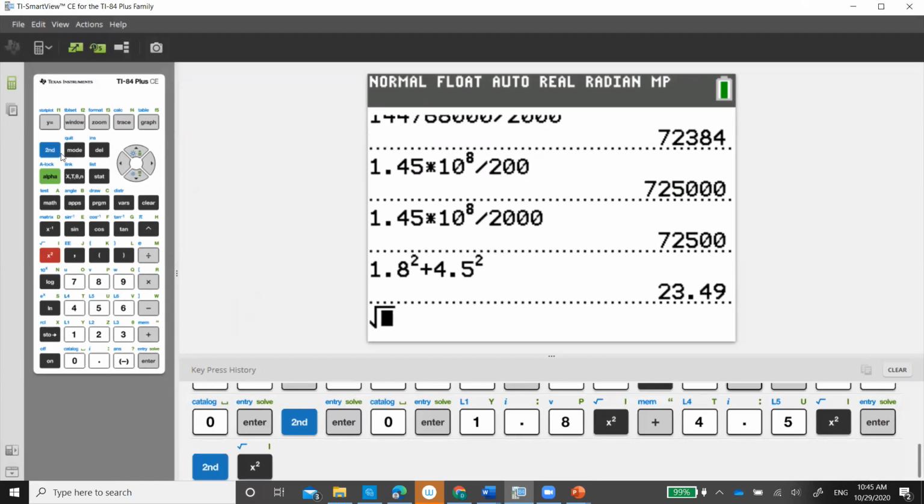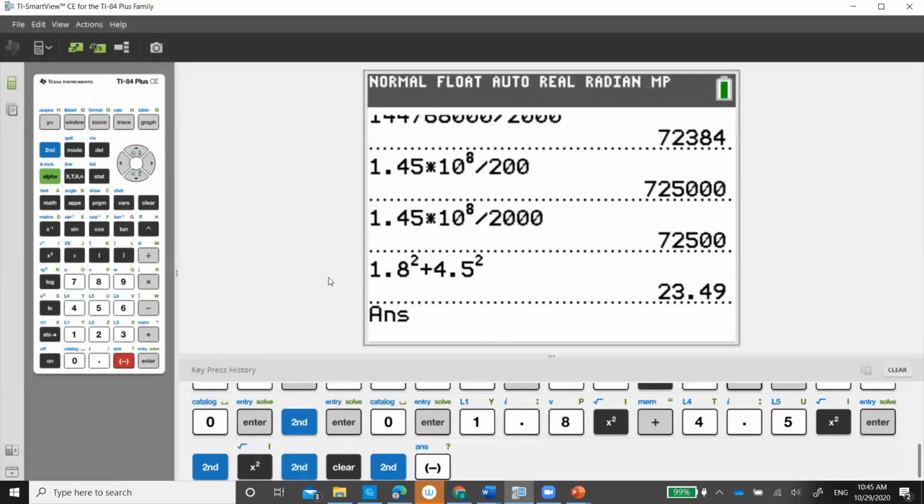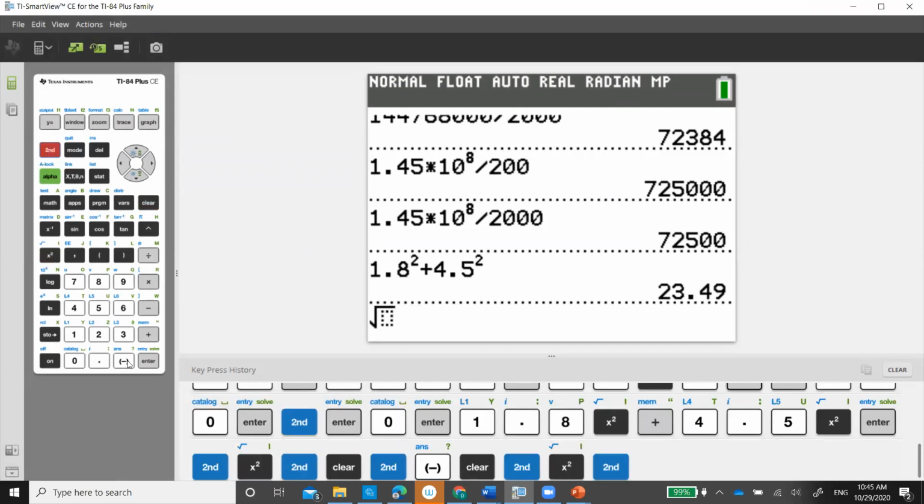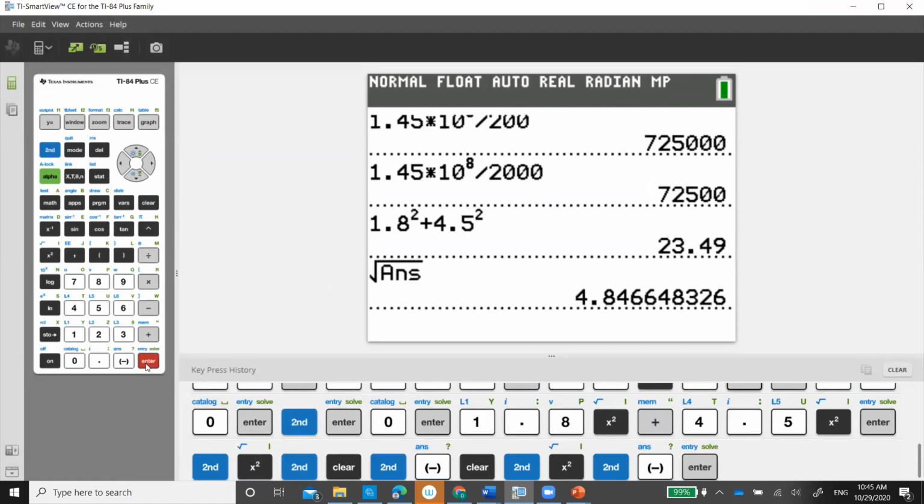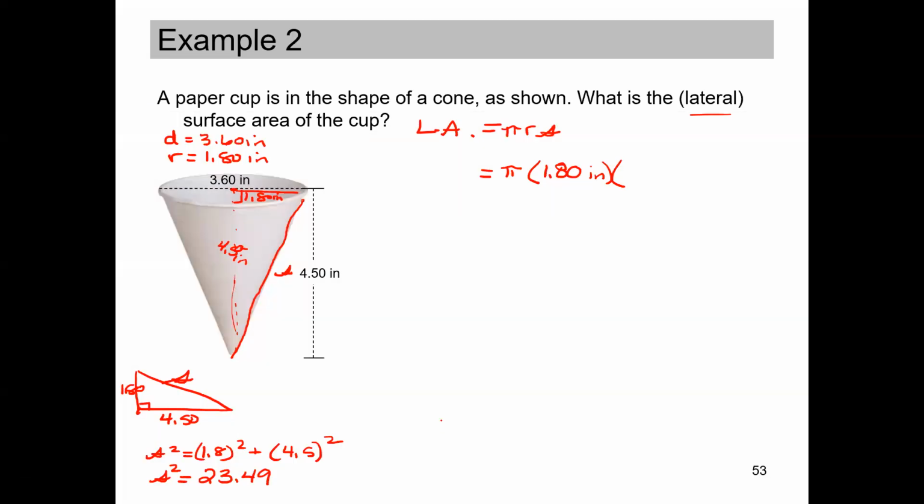So square root. And I'm going to do second answer. Second negative sign, which is answer. So it's going to take and give me the, no, I do want the square root of the answer. Second answer. There we go. And enter. 4.85, round to 3 significant digits there. So 4.85.